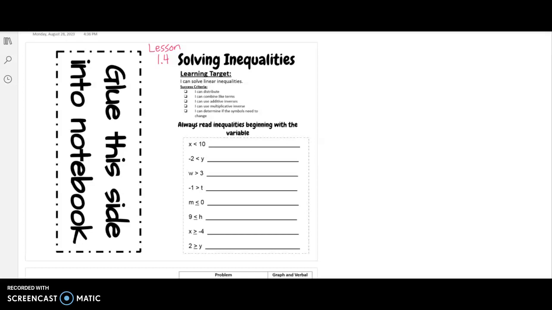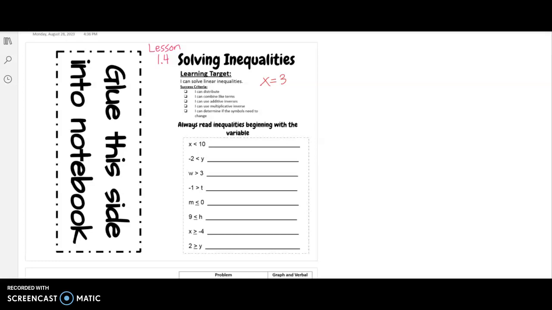So it's very similar to solving equations. Many of the steps are the same, but our answer is a little bit different. When we solve equations, we have one answer, like x equals 3. And I'll write an example over here on the side. x equals 3. That's an equation.